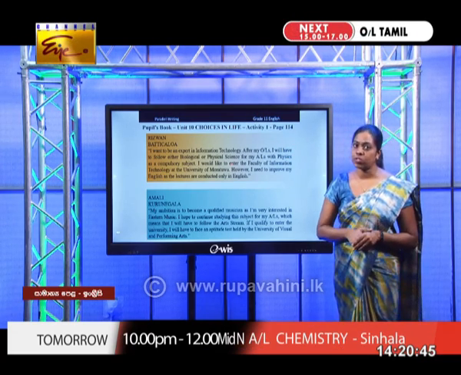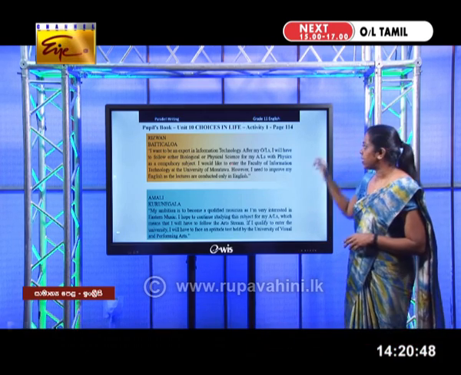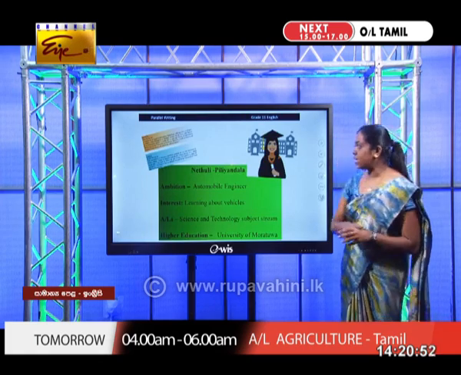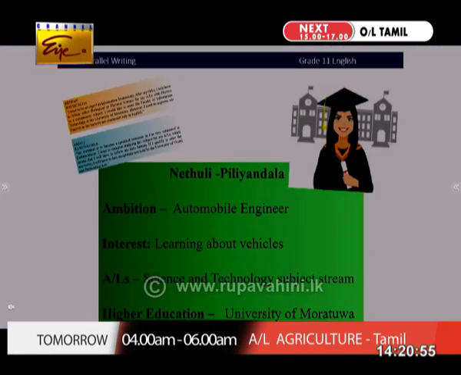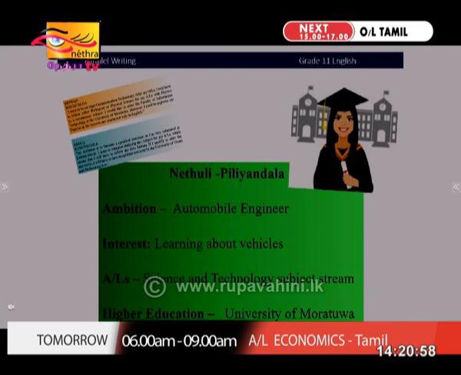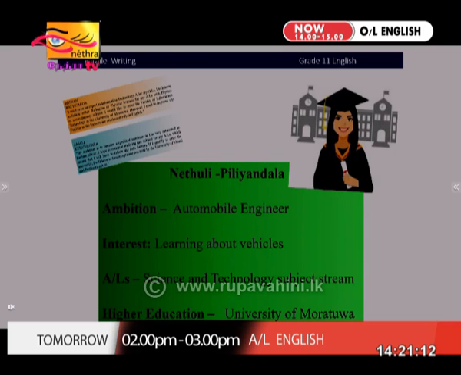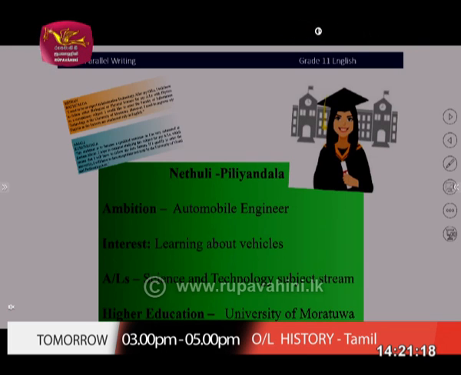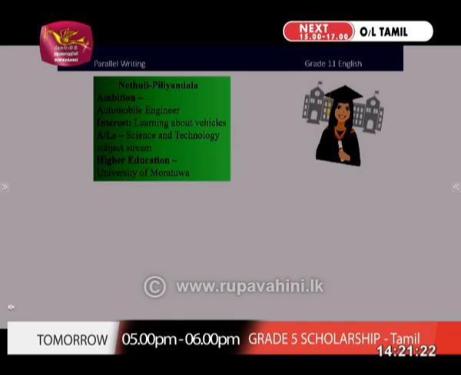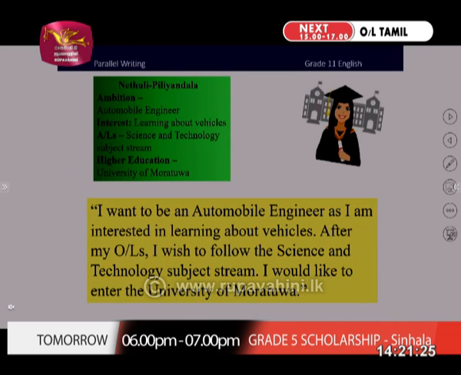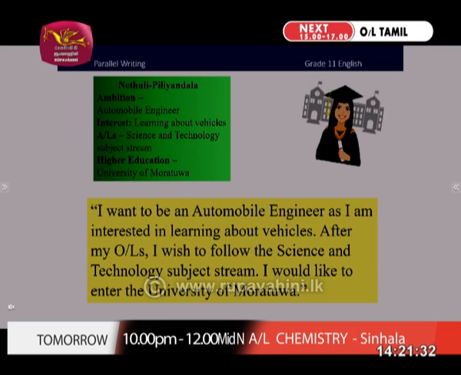You can make use of your textbooks definitely and try to write about Nethuli from Piliyandala. Remember the structure? It's the matter of replacing words. Right, now let's take a look at the paragraph I have written and see whether it goes along with your paragraph. Yes, here we have the facts about Nethuli, and this is how I have constructed the paragraph.